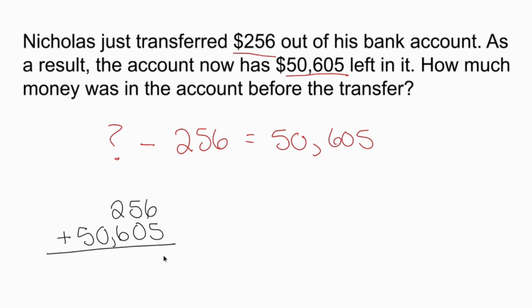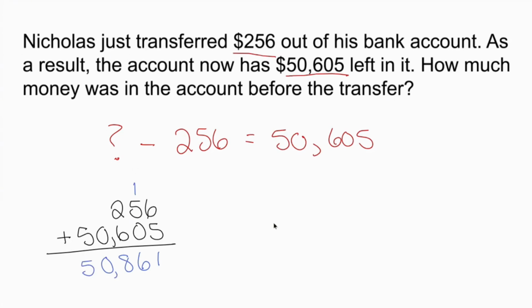6 plus 5 is 11. Write out your 1, carry your 1. 1 plus 5 is 6. 6 plus nothing is 6. So drop down your 6. 2 plus 6 is 8. Nothing plus 0 is 0. Nothing plus 5 is 5.